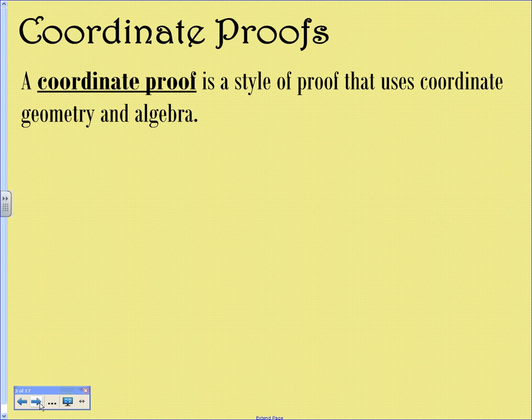So, what is a coordinate proof? The style of proof that uses coordinate geometry in algebra. It's probably going to be your favorite type of proof. I think it's the easiest. You're probably not even going to realize that we did a coordinate proof when we do our first example. They're going to be a little bit more in depth than that. That was just putting it on the coordinate plane.